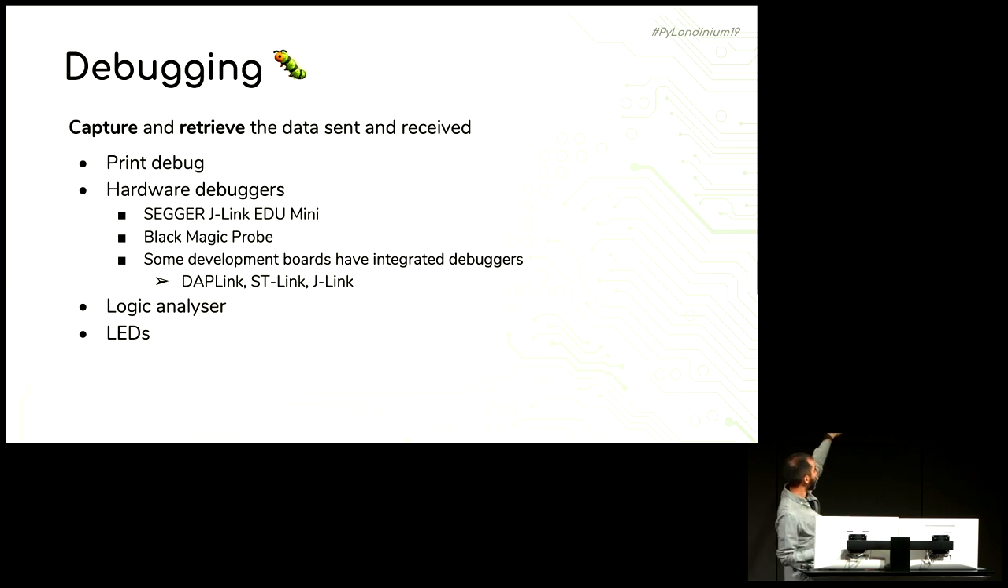Something else you can do is use a logic analyzer, and I will cover that on the next slide. And if you don't have anything else, then you can just use LEDs. If your LED turns on at this point, then you know your code is there. You can do fancy things like getting out Morse code if you want to, but just an LED lighting up, it's still a good indication that your code is doing something.